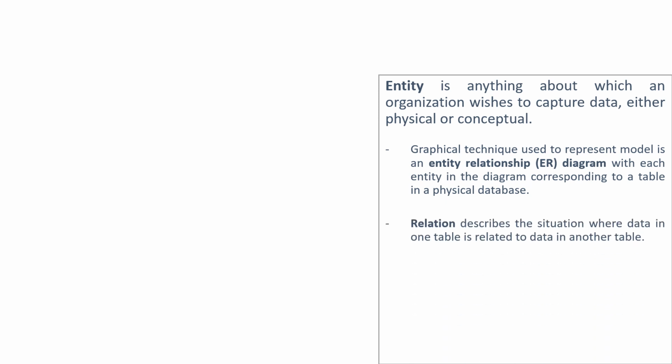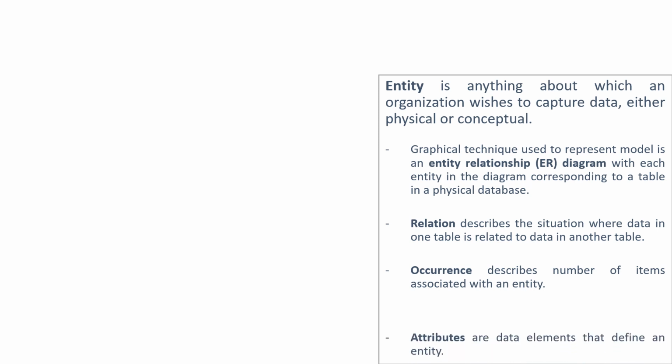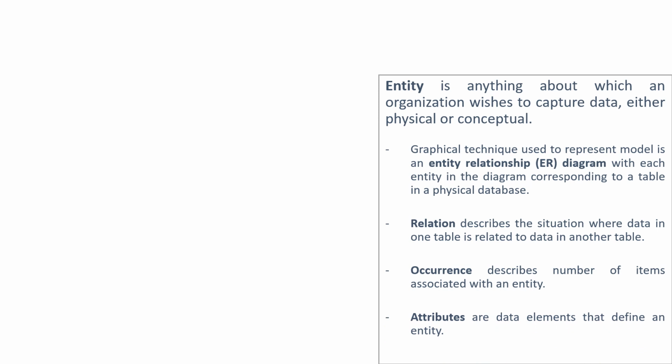And then we have relations. The relation will describe the situation where the data in one table is related to data in another table. Occurrence describes the number of items associated with the entities. Then we will start to discuss the cardinality. And then the attributes are the data elements that are defined in the entities. So I have a good example here explaining the relations, occurrence, and attributes of an entity.